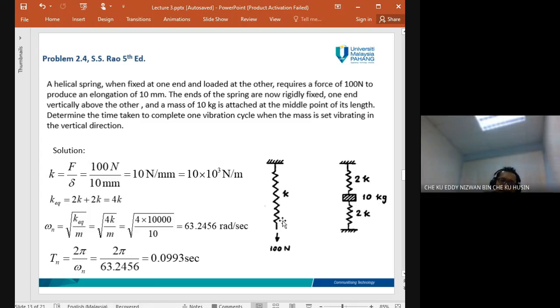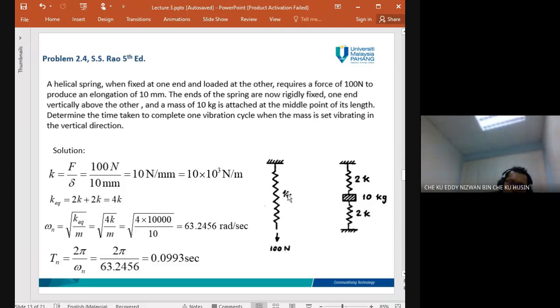Now the first step is to calculate the stiffness K, which is when a 100 Newton force applied gives a 10 mm displacement, or elongation. So the stiffness K is equivalent to force over displacement, 100 over 10 mm. You have to convert the unit to meter, which is equivalent to 10 kilonewton over meter.